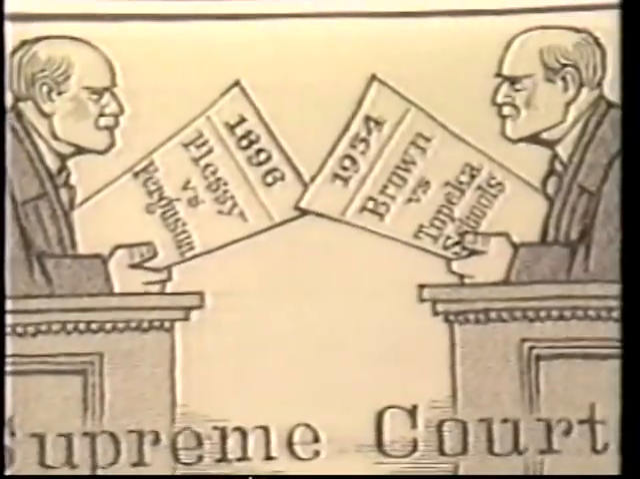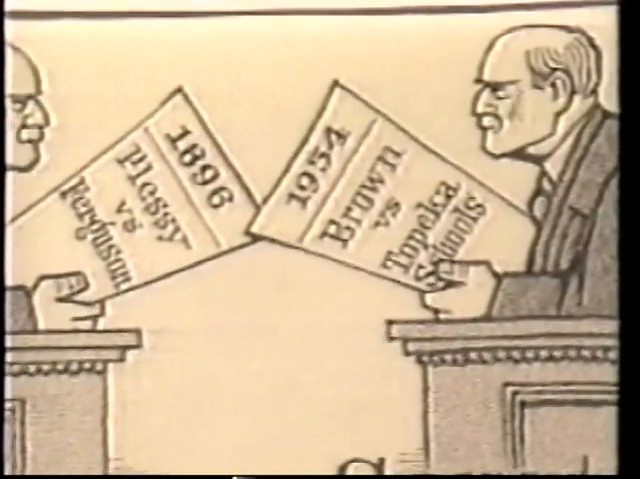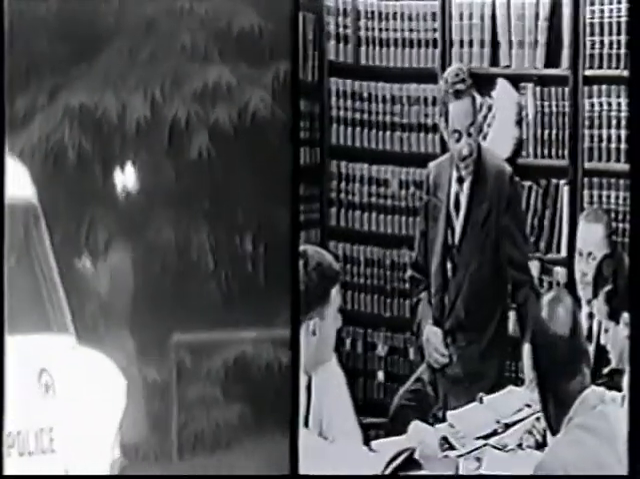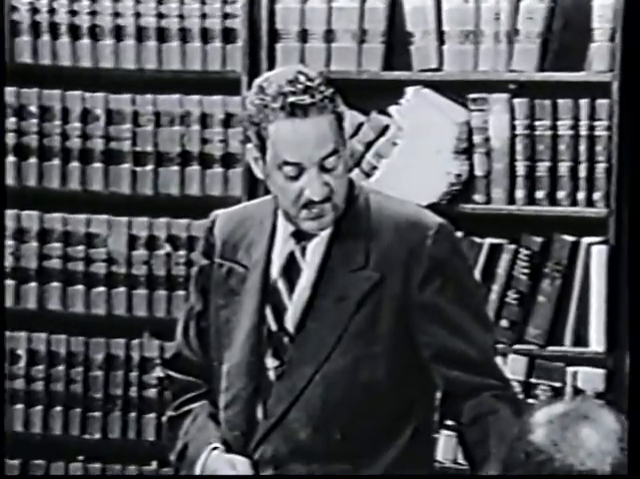In 1951, a railroad worker named Oliver Brown sued the city of Topeka, Kansas. His daughter was prevented from attending an all-white school in their neighborhood. Brown was represented in the Supreme Court by lawyer Thurgood Marshall. On May 17, 1954, the Supreme Court announced its unanimous decision in Brown versus Board of Education.